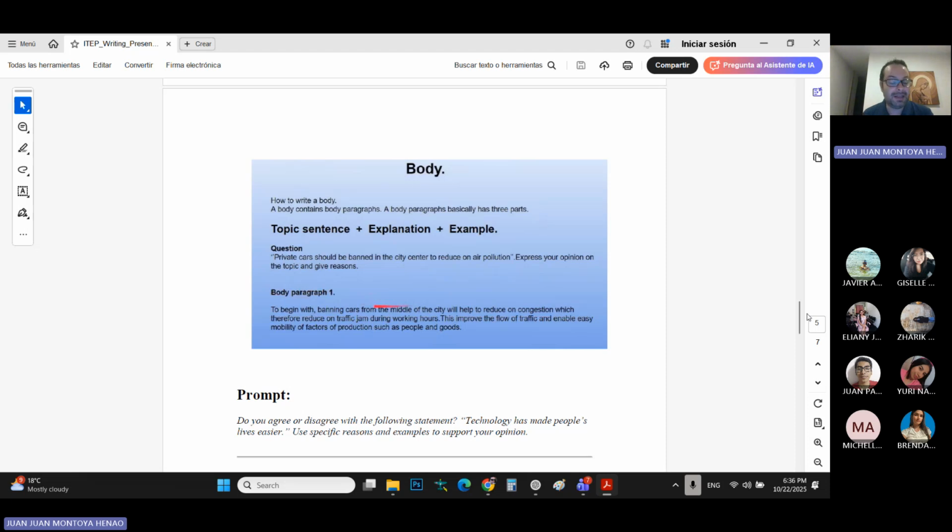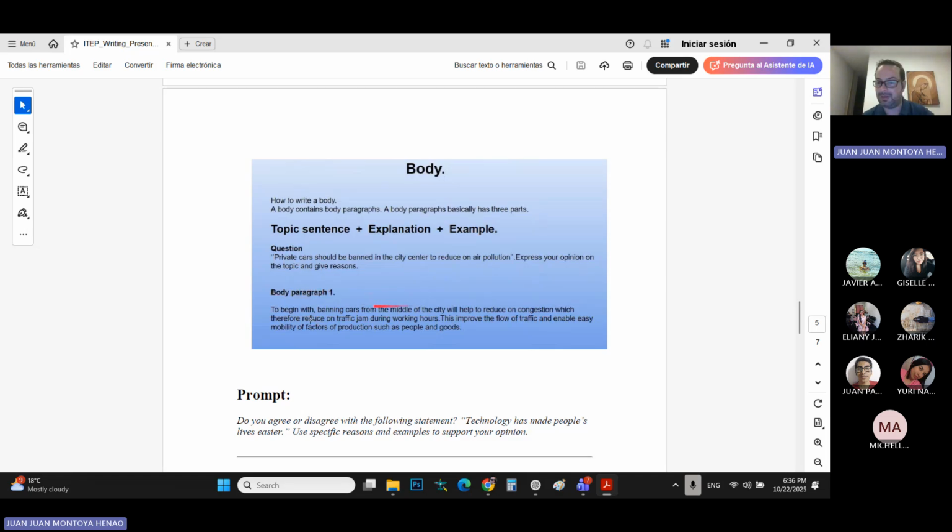So the question now, and this one is an example. Private cars, again, right? An example again. Private cars should be banned in the city center to reduce air pollution. Express your opinion on the topic and give reasons. And you just write a paragraph.